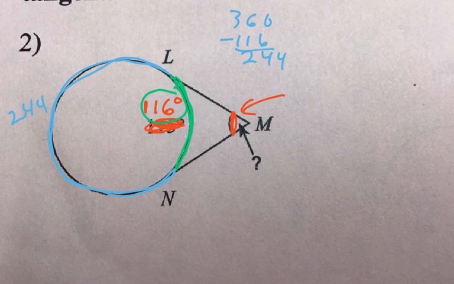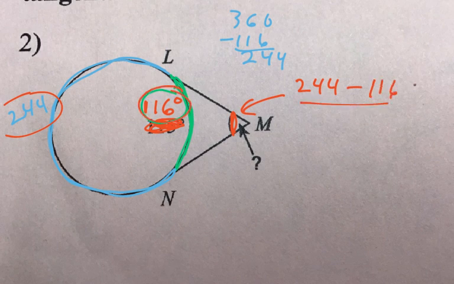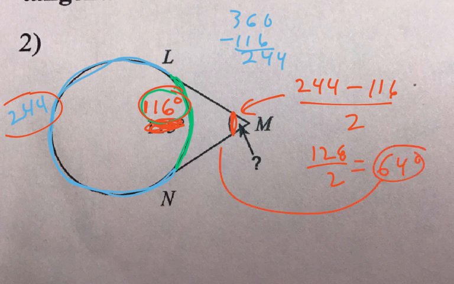The rule says we take the bigger arc minus the smaller arc and divide by 2. Again, we take the bigger arc minus the smaller arc and divide by 2. So 244 minus 116 is 128. Divided by 2 is 64 degrees. So we just figured out that this angle outside the circle is 64 degrees.